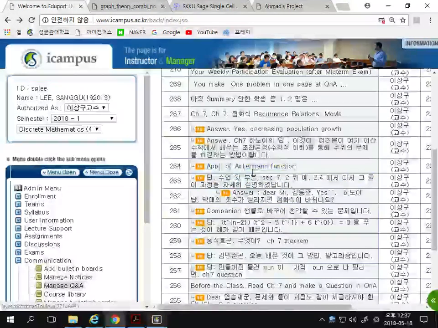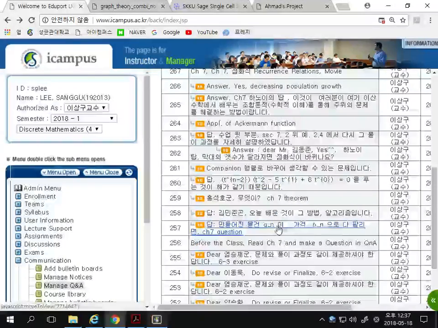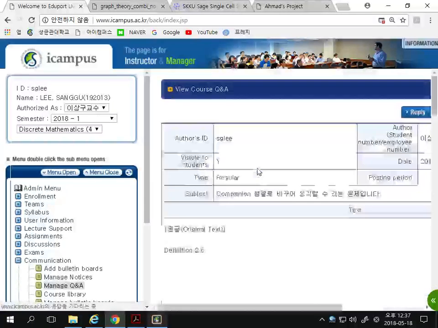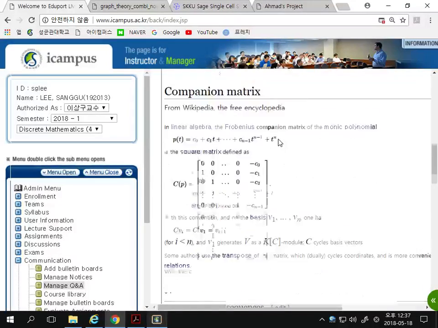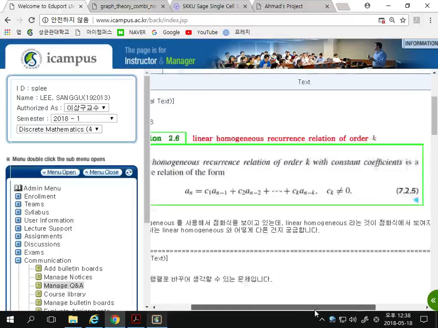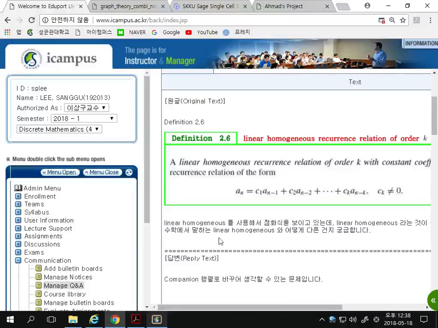And there were many discussions on Ackermann's function that we learned in chapter 7. And what was also a companion matrix. Here, what were the questions? Linear homogeneous recurrence relations, and linear homogeneous.